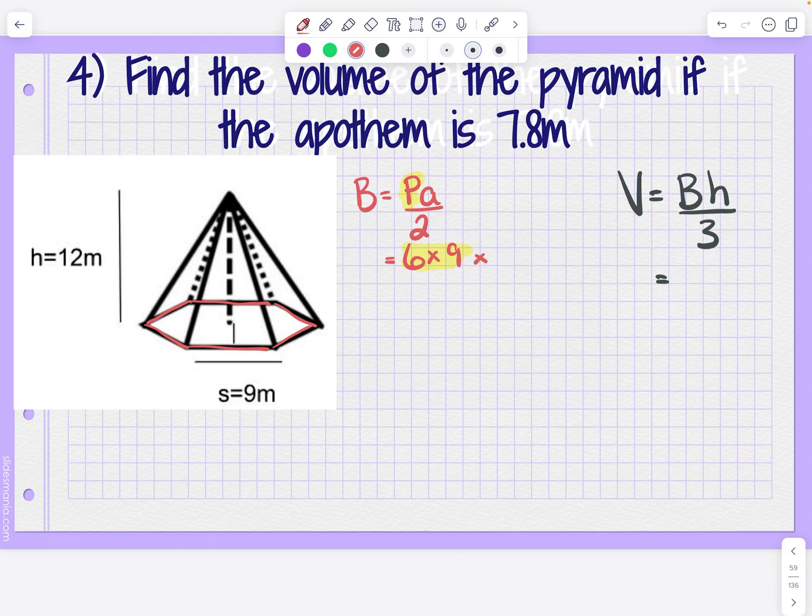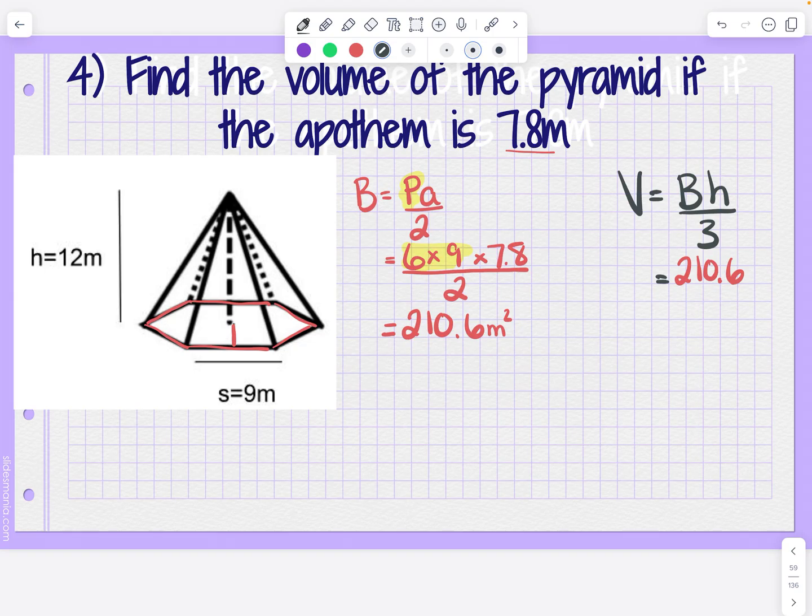I need to multiply the perimeter by the apothem. The apothem is this side here, which the question says is 7.8. And here I just go to my calculator now. 6 times 9 times 7.8 divided by 2. And I get the area of the base to be 210.6. I can put that into my volume now. Okay, so there's the area of the base. Maybe I should put the units for the area there.